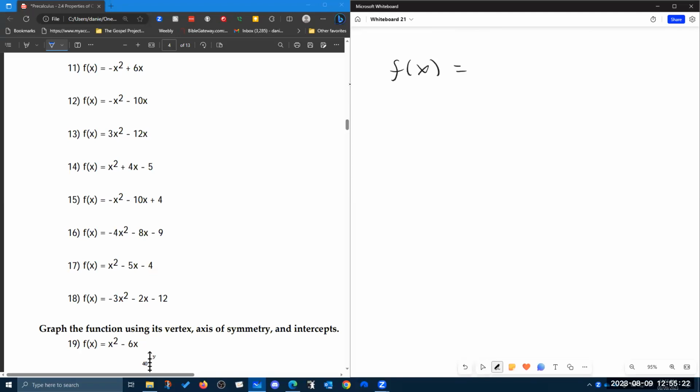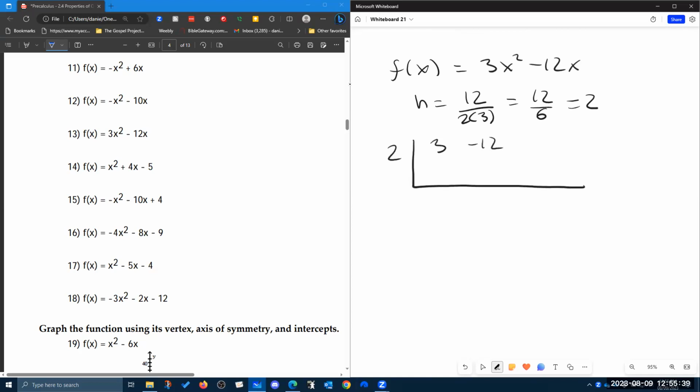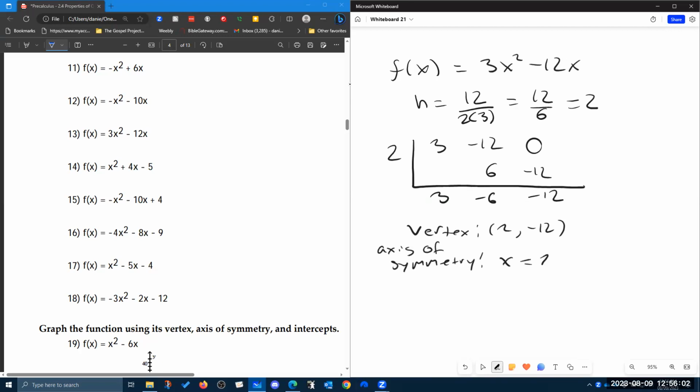f(x) equals 3x squared minus 12x. Negative b over 2a is 12 over 6, which is 2. Then 3, negative 12, 0. My vertex is at (2, -12). My axis of symmetry is x equals 2.